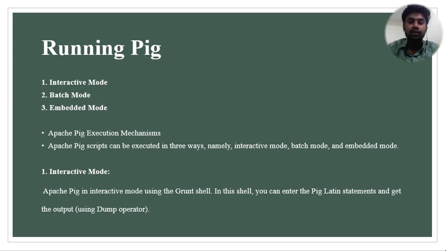Next, running Pig. There are three modes: interactive mode, batch mode, and embedded mode. The Apache Pig script may be run in three modes: interactively, in batch, and embedded. First, interactive mode, that is using the Grunt shell in interactive mode with Apache Pig. In the shell, you may run Pig Latin statements and see the result using the dump operator.